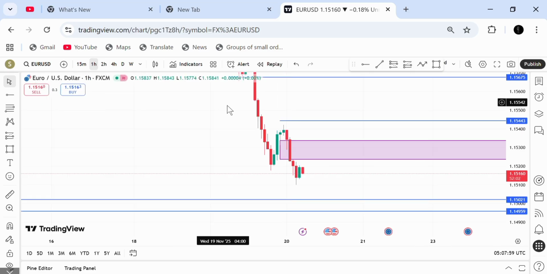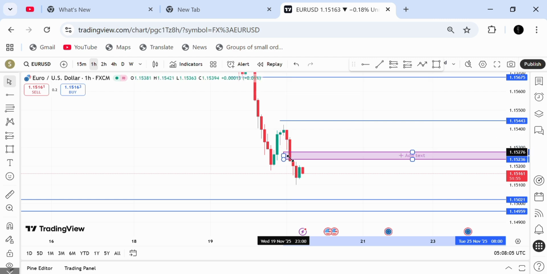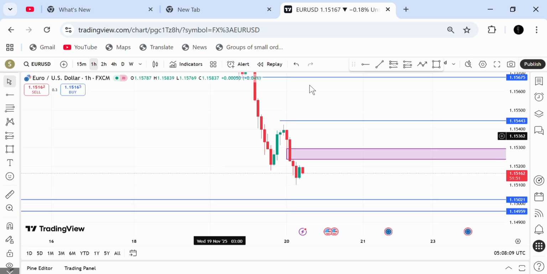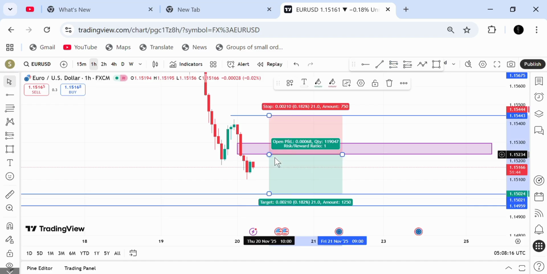1-hour time frame, also the same thing. Let's align it. Yeah, also the same thing in our time frame. So this is our analysis for today in Euro USD.